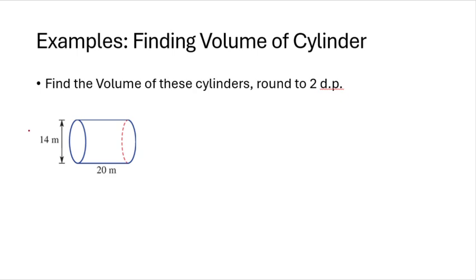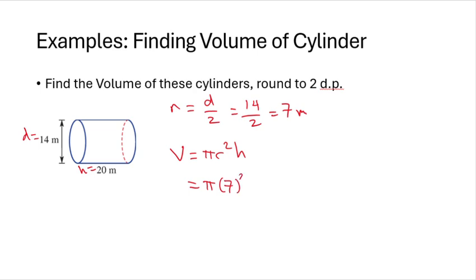Now, in my second example here, I have a diameter of 14 meters, as you can tell, based on the line markings, and a height of 20 meters. But we need the radius of the circle. So to find the radius, we just take the diameter divided by 2. So 14 divided by 2 is 7. And now we can just find the volume of the cylinder by using our formula. So pi times 7 squared times 20.